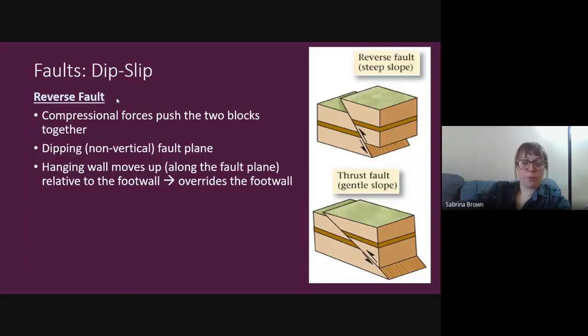And so in a reverse fault, because we have these compressional forces pushing the two blocks together, what we see is if we stand on our fault line, this would be the foot wall. The one on the right would be the head wall. And we can see that because of these compressional forces, the head wall has moved up relative to the foot wall, right? So here's our originally horizontal layer. We can see that layer on our head wall has moved up relative to our foot wall.